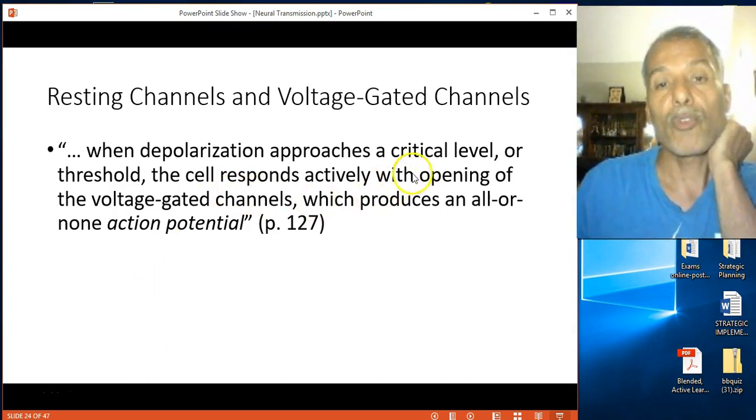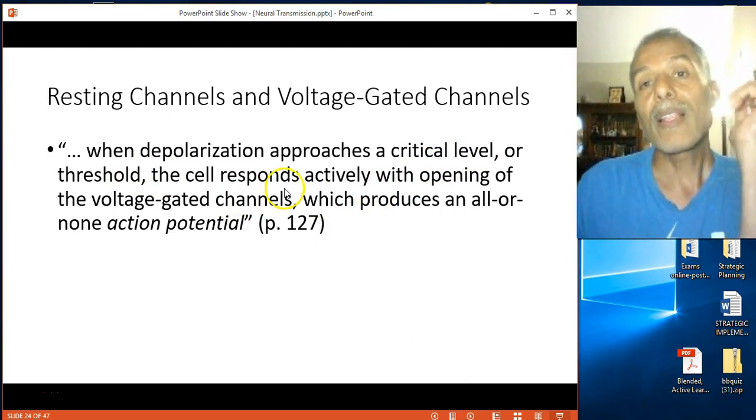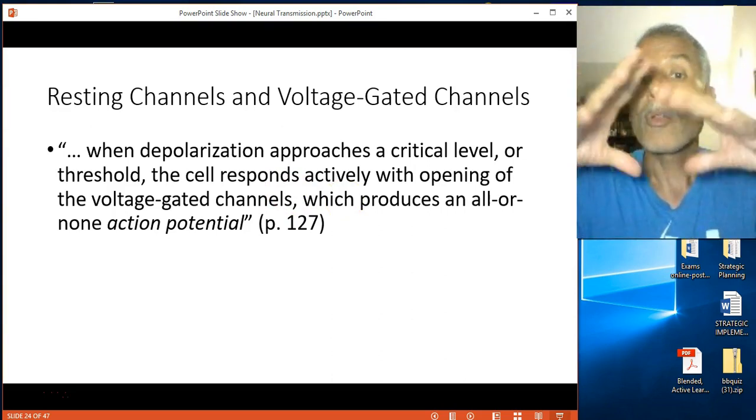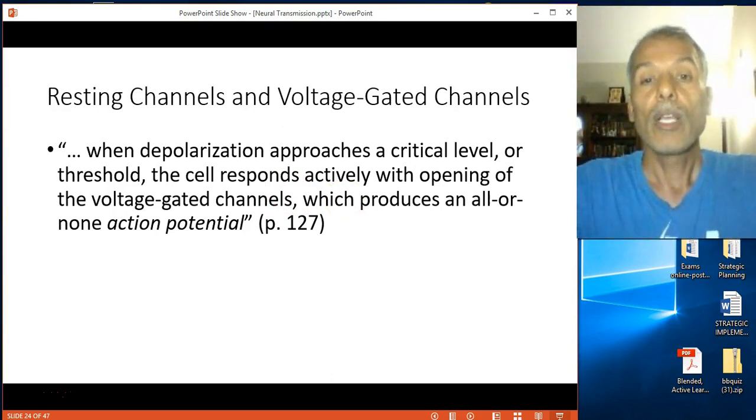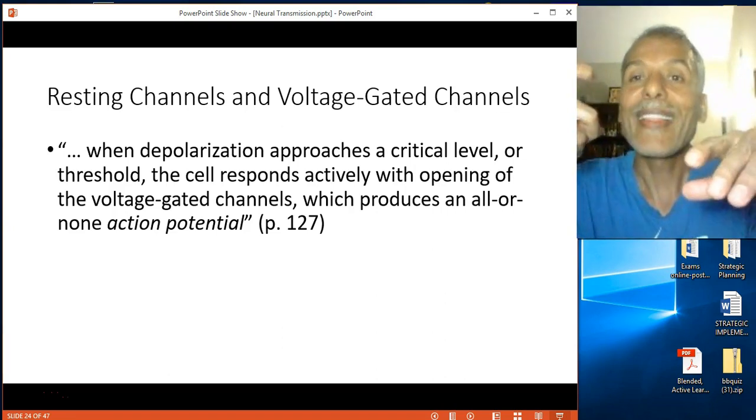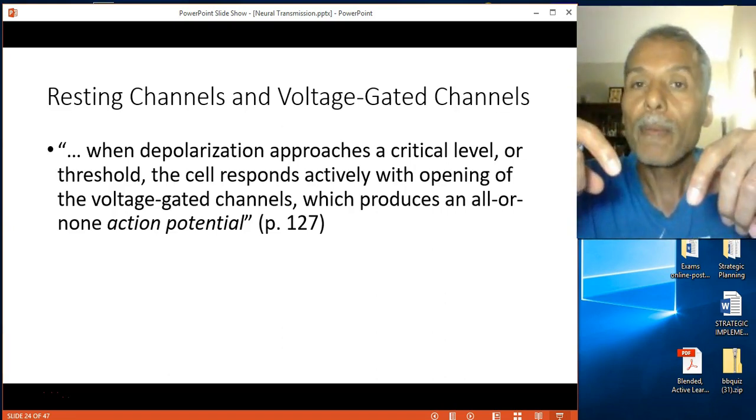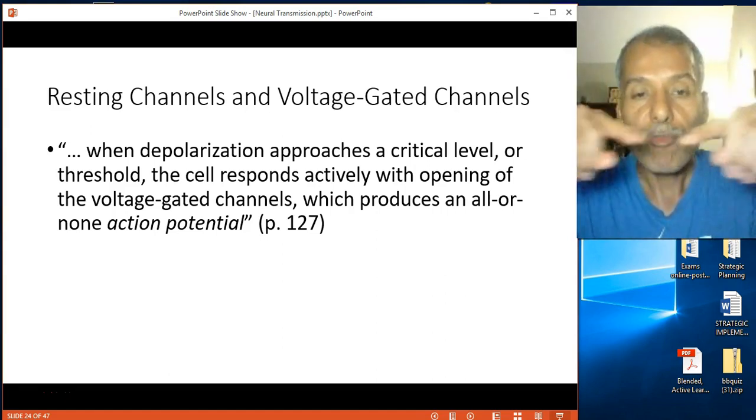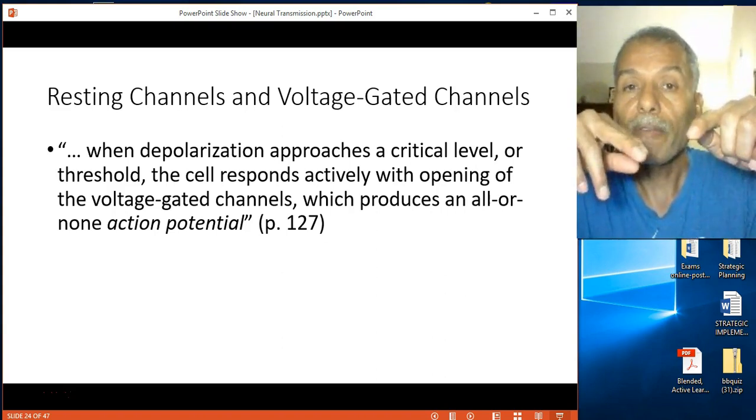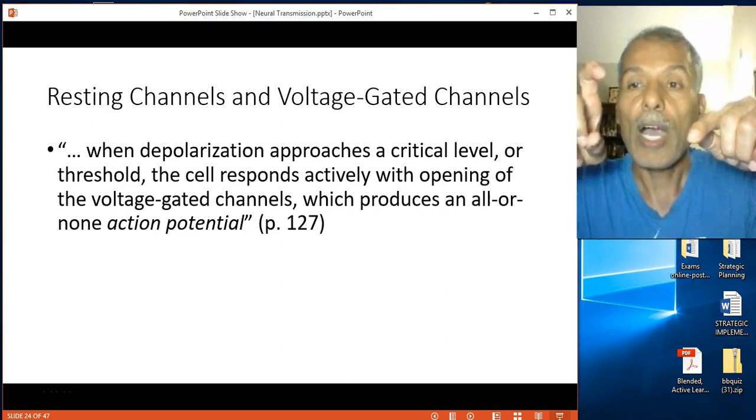So when depolarization approaches the threshold, the cell immediately, spontaneously, automatically opens these voltage-gated channels to allow an influx of sodium, and that is going to immediately lead to the action potential. So once you reach the negative 55, no matter what, it means you have pulled the trigger. You cannot bring the bullet back. So anything that brings the membrane potential from that resting state to negative 55 millivolts is going to fire the action potential.